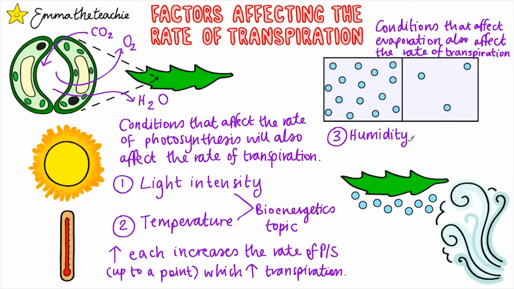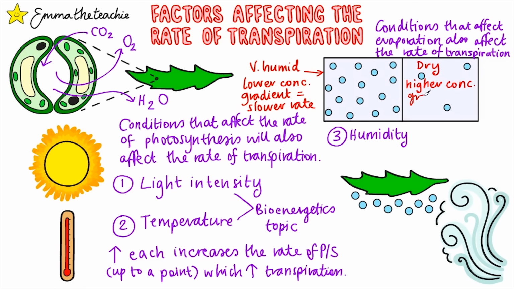Humidity is one of these factors. This is how much water vapor is in the air. The air on the left is very humid, as there's lots of water molecules. This means there's a lower concentration gradient between the leaves and the outside air, so diffusion and therefore the rate of transpiration will happen more slowly. If the air is really dry, like you see here, then there's going to be a steeper concentration gradient between the leaves and the outside air, so diffusion and transpiration occur more rapidly.